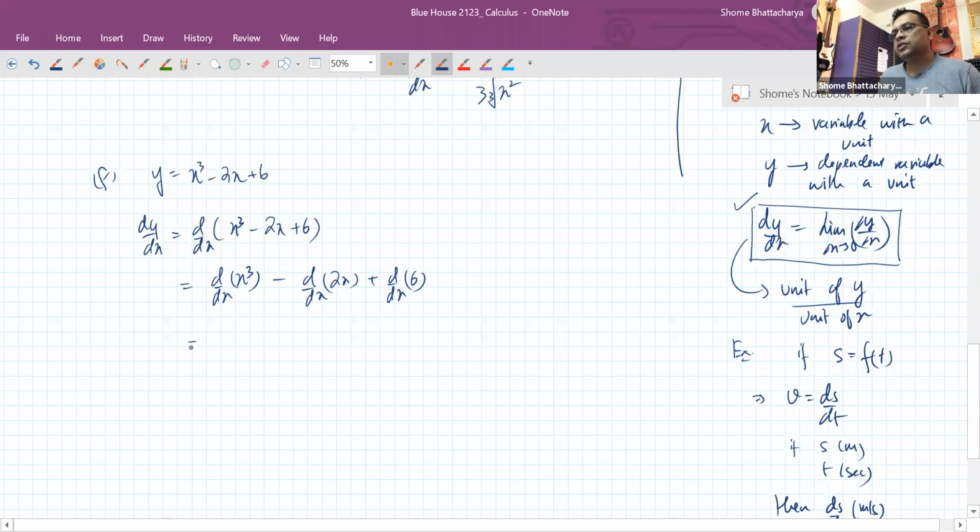Okay. So this will directly become 3x square. Here the 2 can come outside. Okay. And differentiation of a constant is anyway 0. Okay. So this becomes our answer. Okay.